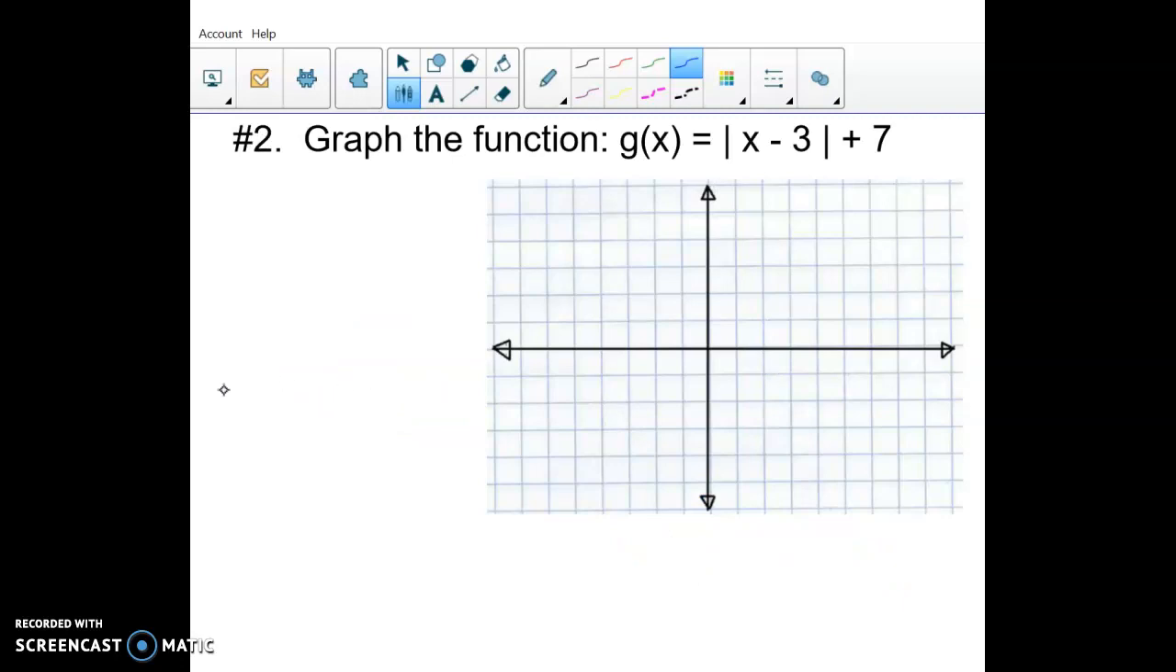Okay, graph one. And again, this would be a good one where if you want to graph it on your calculator, that would work fine. I'm going to graph it by hand, but whatever you want to do, pause the video.